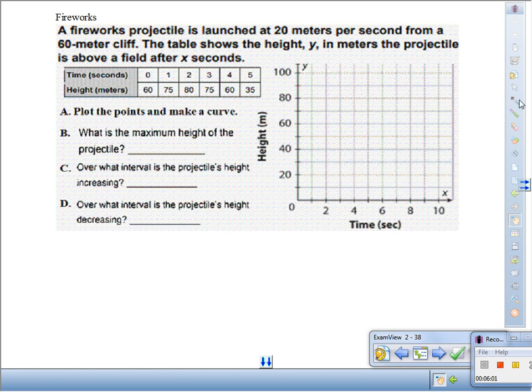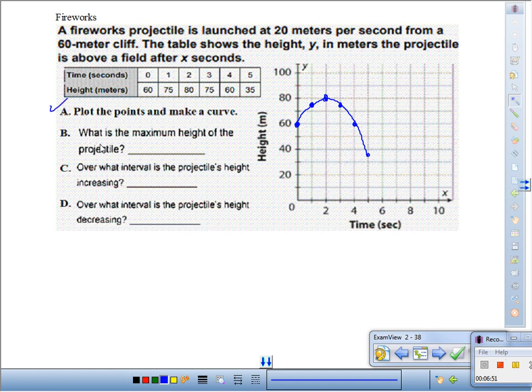So let's plot those points. I'm going to use blue for that. So then we got 0, 60, 1, 75, 2, 80, 3, 75, 4, 60, 5, 35. Sketch your curve. There it is. All right.